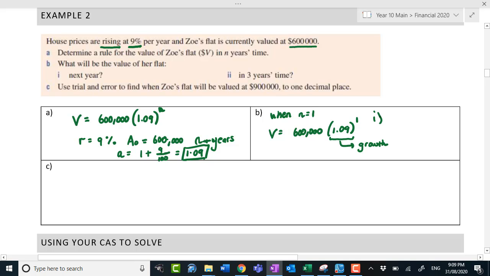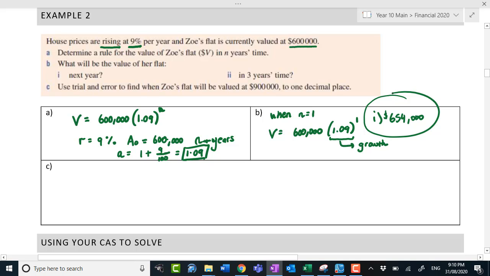So for next year, what would be the value of the flat? After 1 year, it's going to be valued at $654,000. In 3 years' time, we're just going to substitute it in. Well, it's going to be a bit harder to work out. Now, think about it. Your new investment is $654,000 after 1 year. Then we're looking at a 9% increase on that. That's what we're talking about, compound interest. It's growing, the rate stays the same, and it's compounding per year. So we're looking at 9% on this in our second year, and so on and so forth.